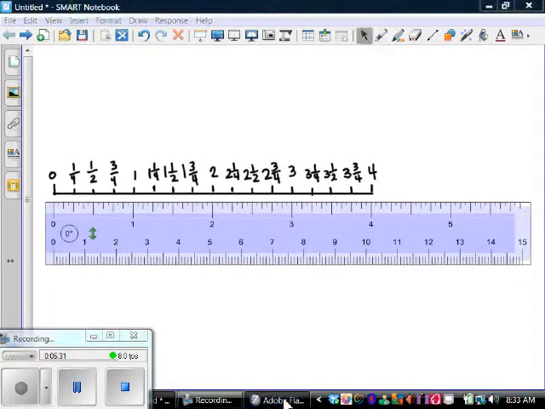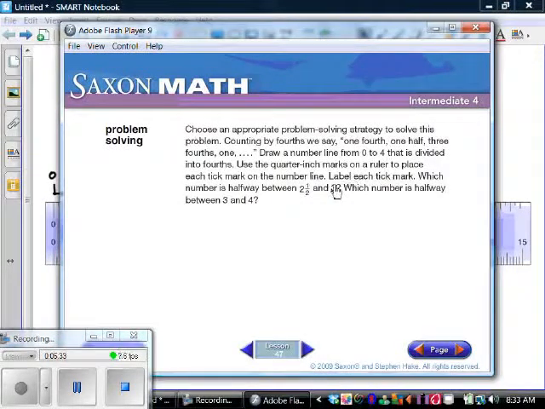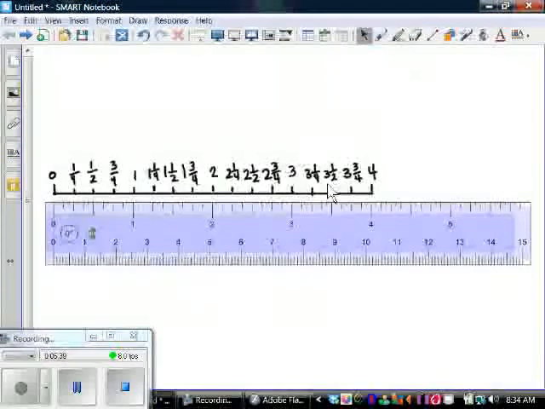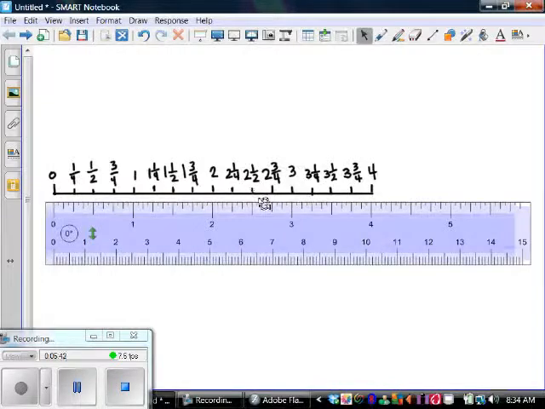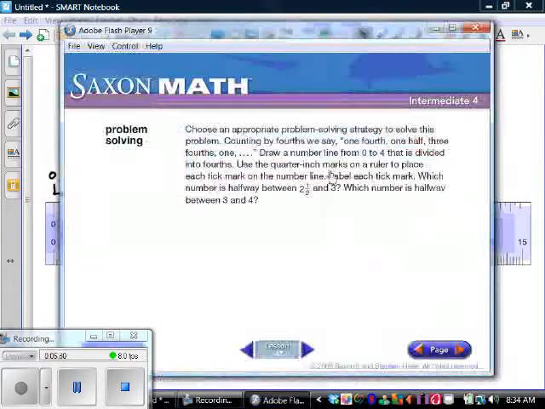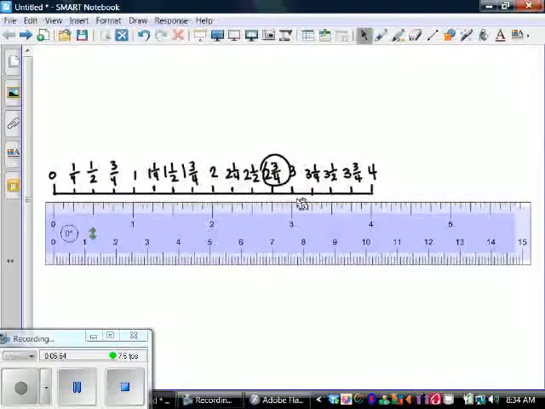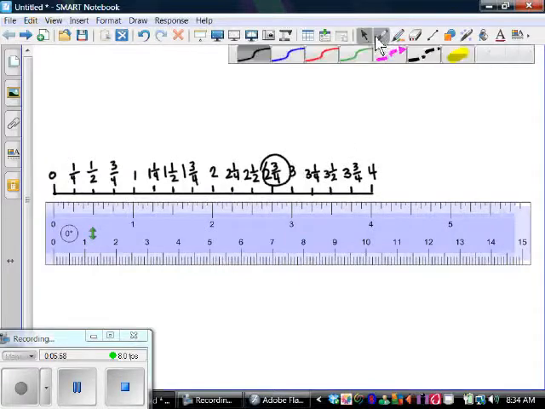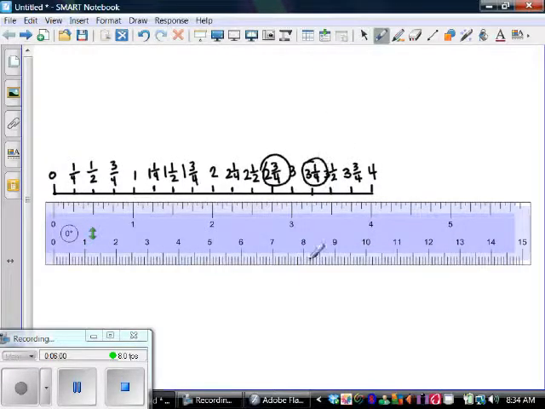Now let's see what questions we had to ask. We've labeled each tick mark. Now, which number is halfway between 2 1/2 and 3? So let's look at that first. 2 1/2 and 3. And what is right between them? 2 3/4. Which number is halfway between 3 and 4? So here's 3, here's 4, and halfway in between, what do we have? 3 1/4.